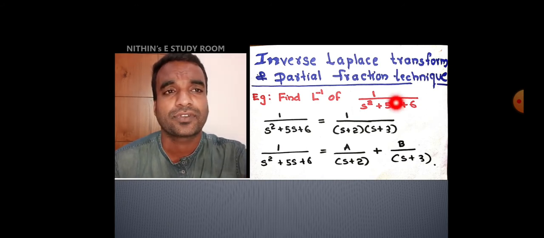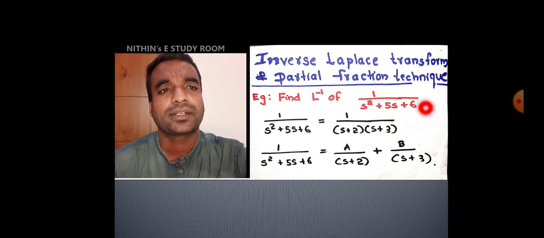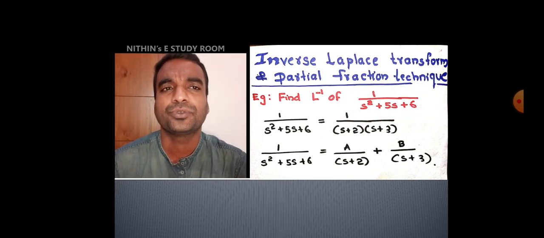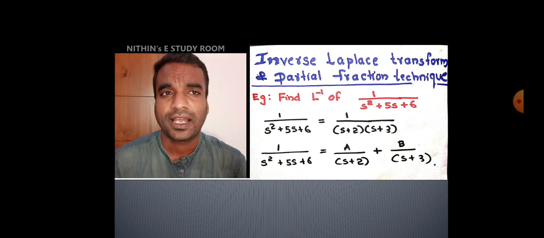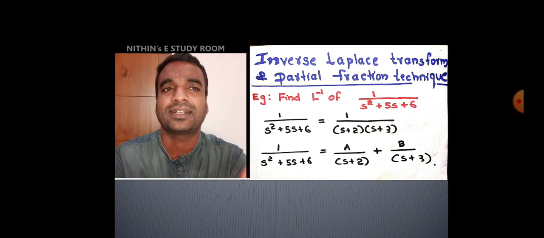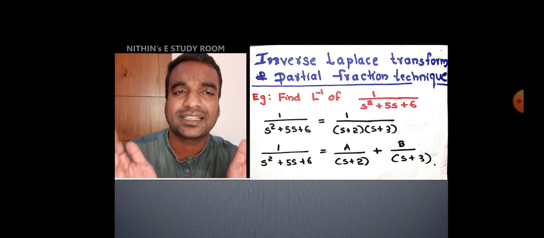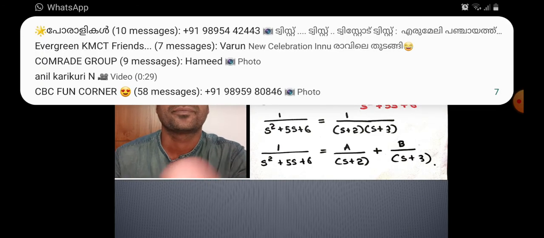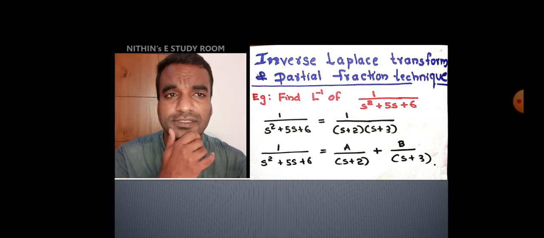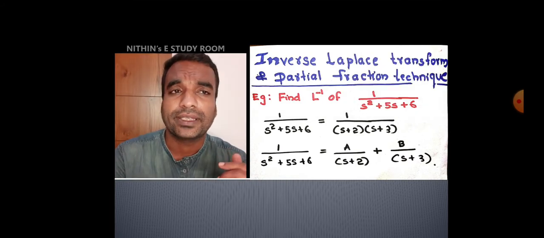This may be a transfer function or something else. In this problem, we are just asking you to find the L inverse. I am not specifying whether it is a transfer function or not. That's why I am saying that it is just a mathematical approach we are doing here. From the next class onwards, we will do it in detail.